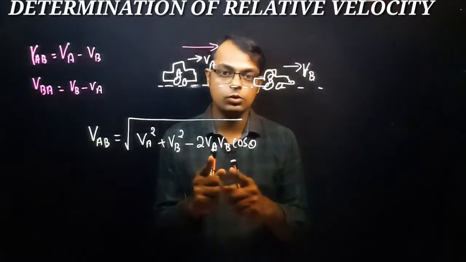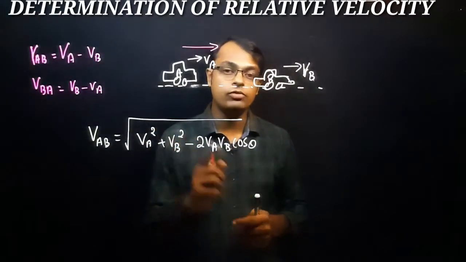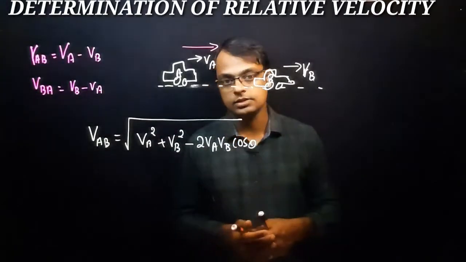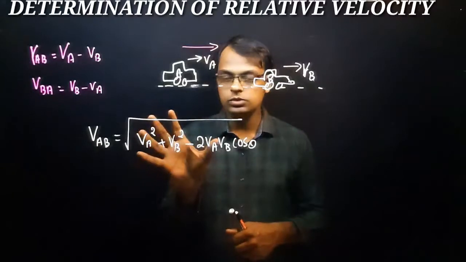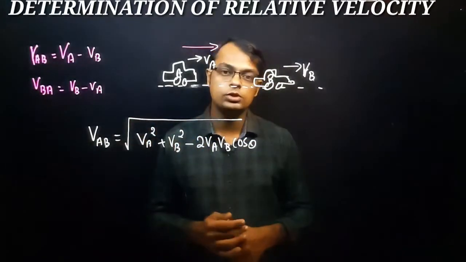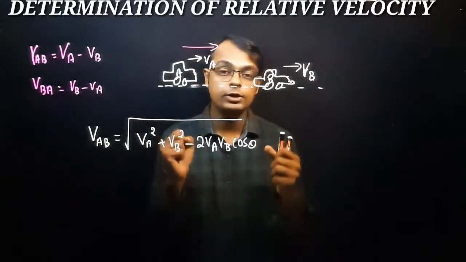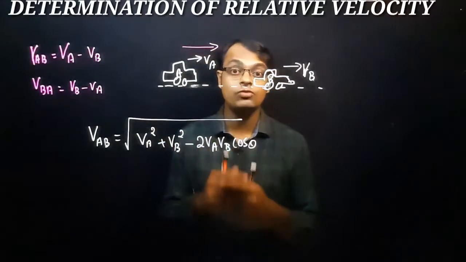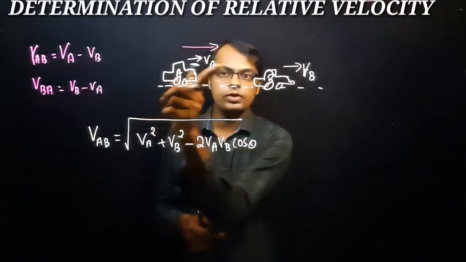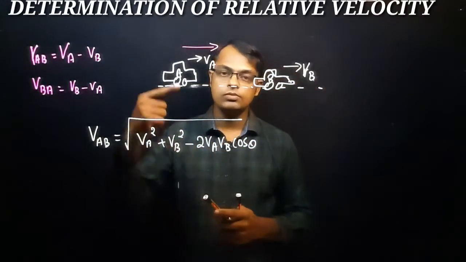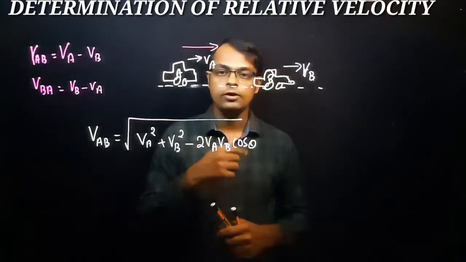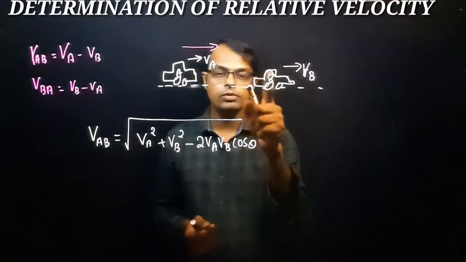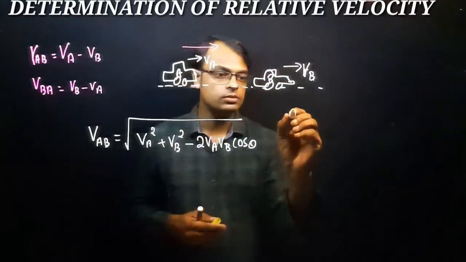In that case, considering the velocity vectors, the angle will be there. So this theta represents the angle between VA and VB. This equation we will discuss later in the vector analysis section, and how to derive it we will discuss later. For now, just learn that this is the general equation to find the magnitude of relative velocity, where theta is the angle between the velocity vectors. For a simple example, if VA is in this direction and VB is in the same direction, then theta will be 0.